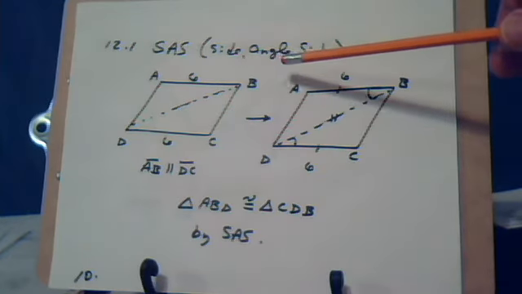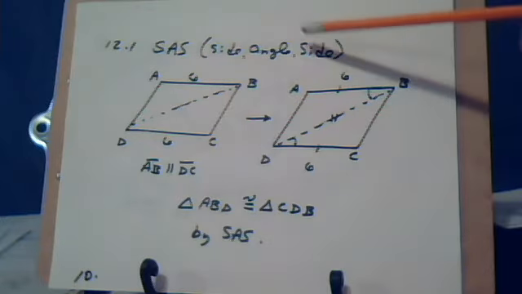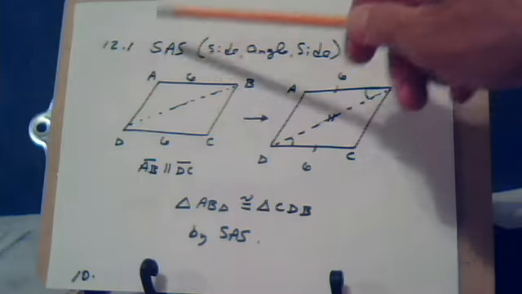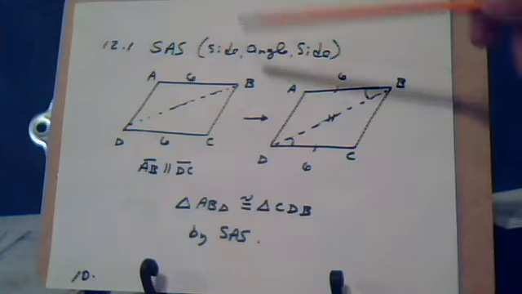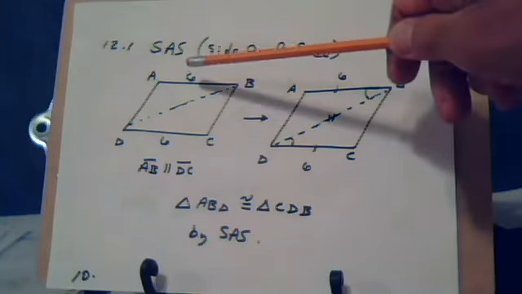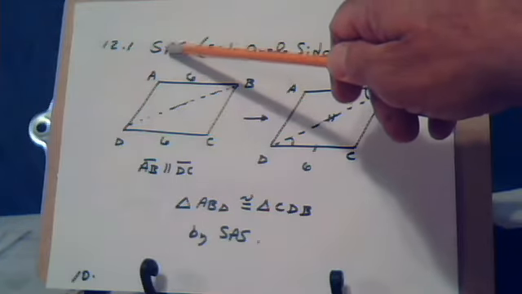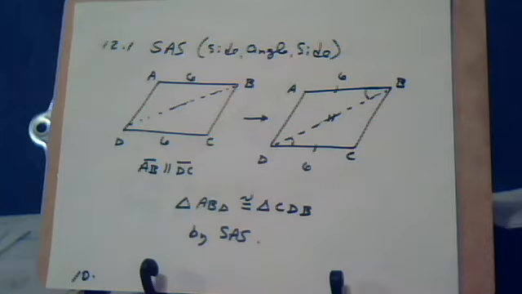Here's another shortcut. If you could demonstrate side, angle, side, that means the side of one is congruent to the side of the other, the angle of one is congruent to the angle of the other, and the side of one is congruent to the side of the other. Make sure the angle is between the two sides you mentioned. Then you could say the two triangles are congruent.